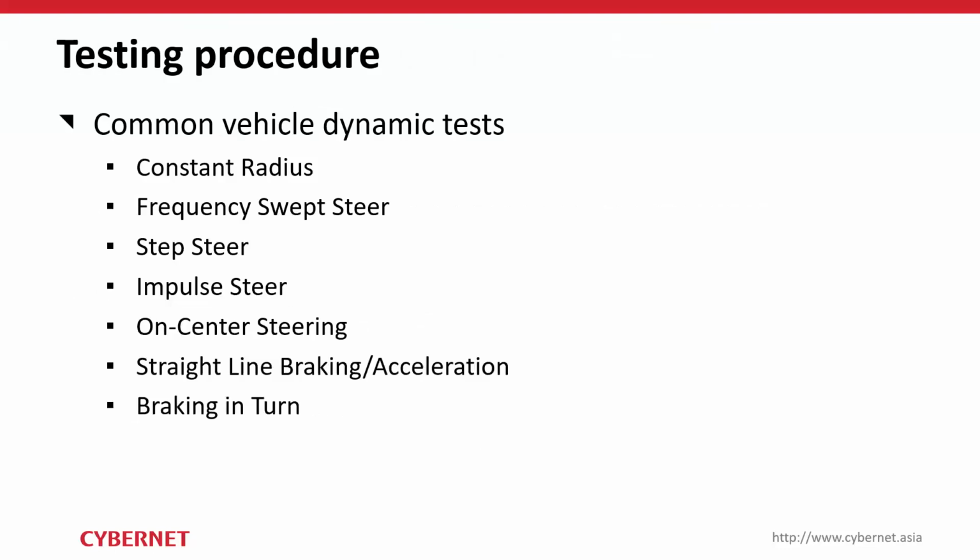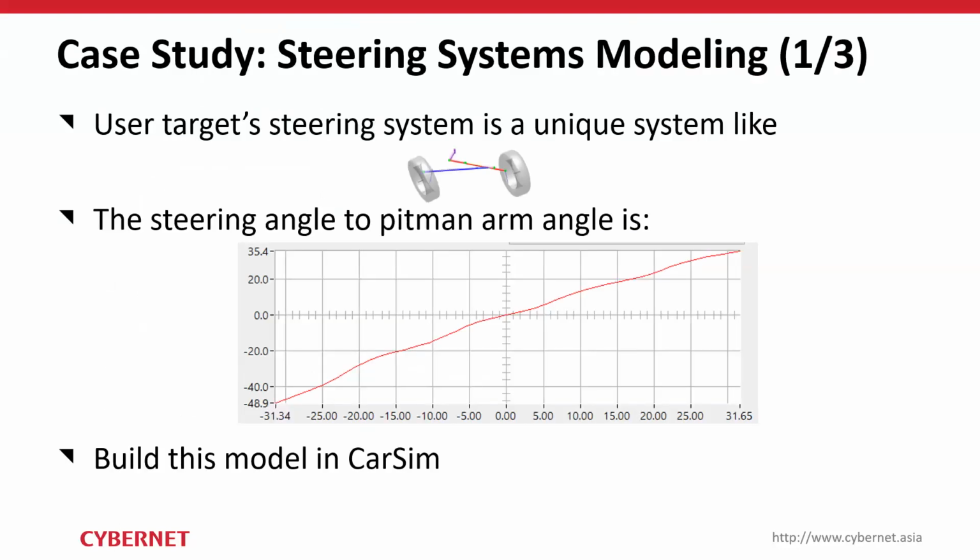Common vehicle dynamic tests include constant radius, frequency swept steer, step steer, impulse steer, on-center steering, straight line braking and acceleration, and braking in turn. This kind of testing will help us know the vehicle performance well. In this slide, I will use a use case to show you how CarSim finds problems for your design.